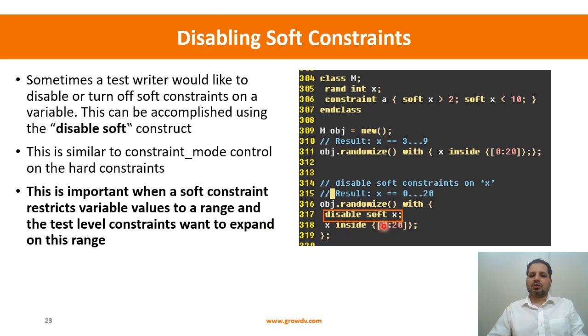You can say disable soft constraint on the variable x, and then you say x inside 0 to 20. Now your x will take values between 0 to 20. So this way, whenever you have a requirement to expand the constraint beyond what you have already defined within the soft constraint, you can use disable soft. It works similar to the constraint mode construct that we are going to see in the next few slides, which is used for turning on and off the hard constraints.